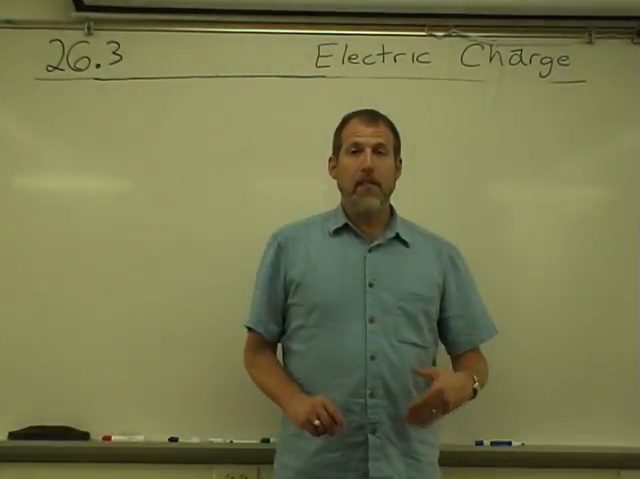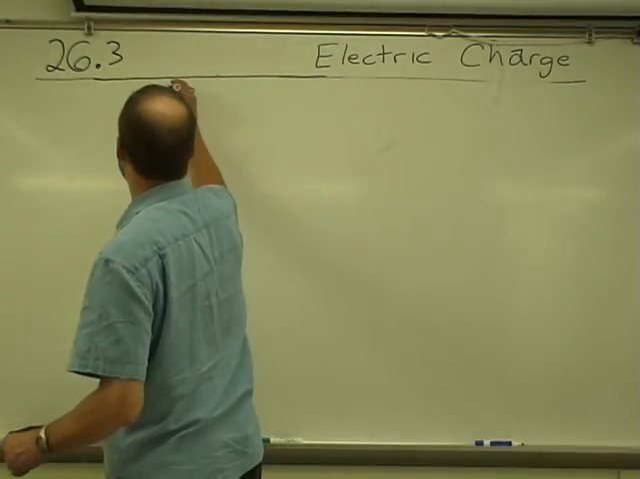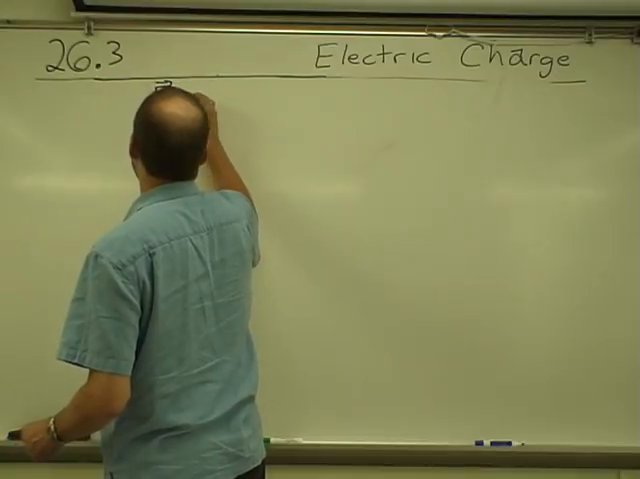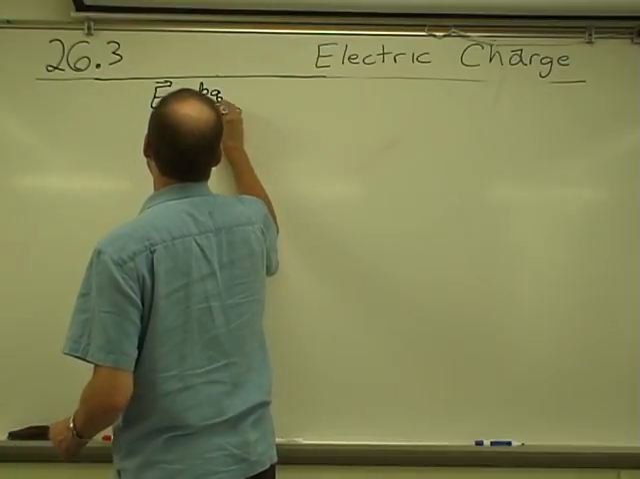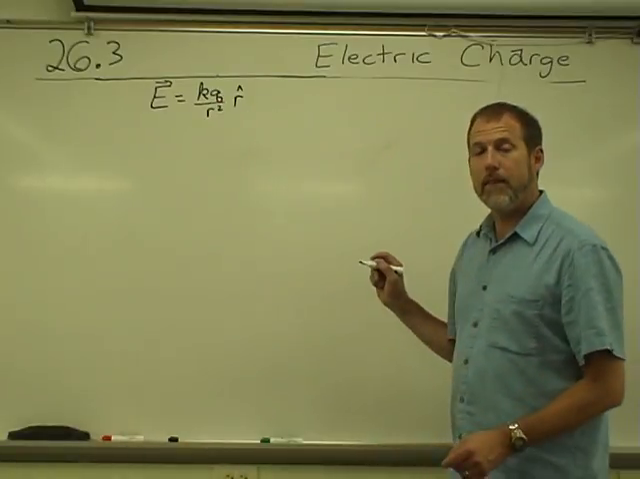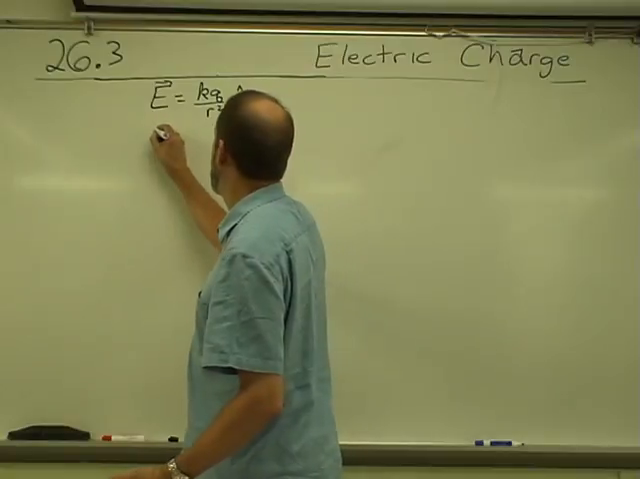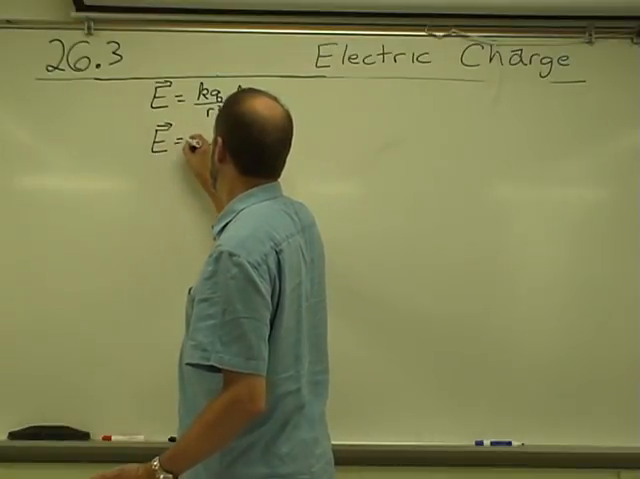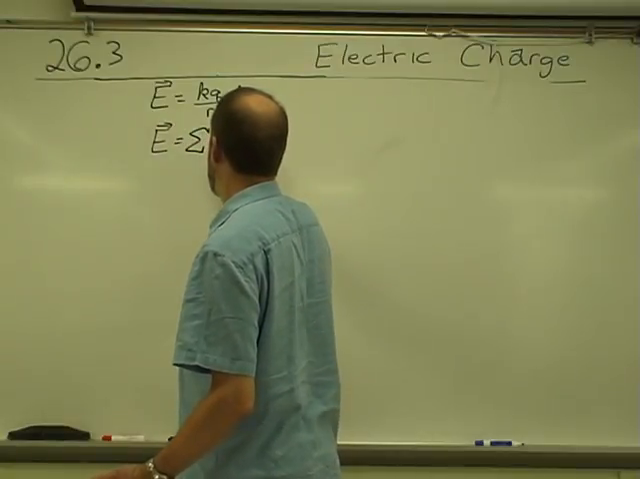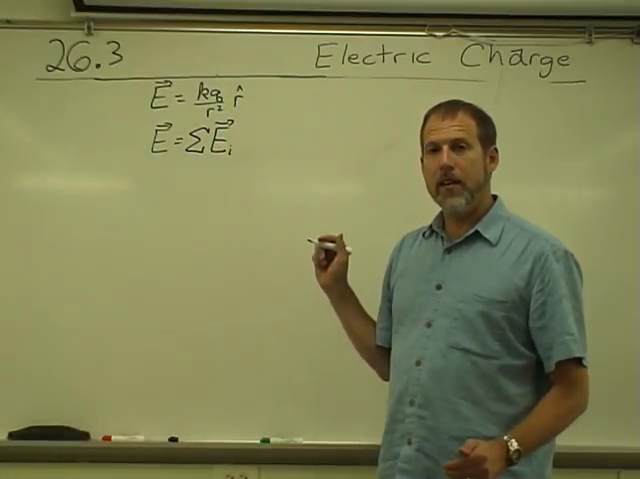We have that the electric field given by one point charge is kq over r squared radially outward. If I have a number of point charges, then that simply becomes the summation of individual fields.